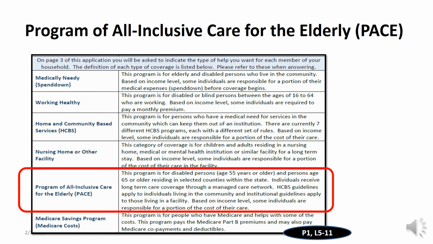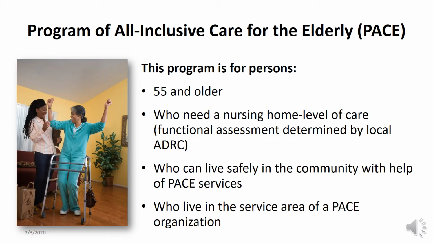The Program of All-Inclusive Care for the Elderly, otherwise known as PACE, is the next program we're going to talk about. This program is for persons 55 and older. If you are applying through Medicaid for financial eligibility, you'd need to be 55 and older with a disability, or 65 and older, just because it's through Medicaid. It's for persons who need a nursing home level of care. The functional assessment is determined by your local ADRC, the same organization that determines the functional assessment for nursing facility and for the FE waiver services.